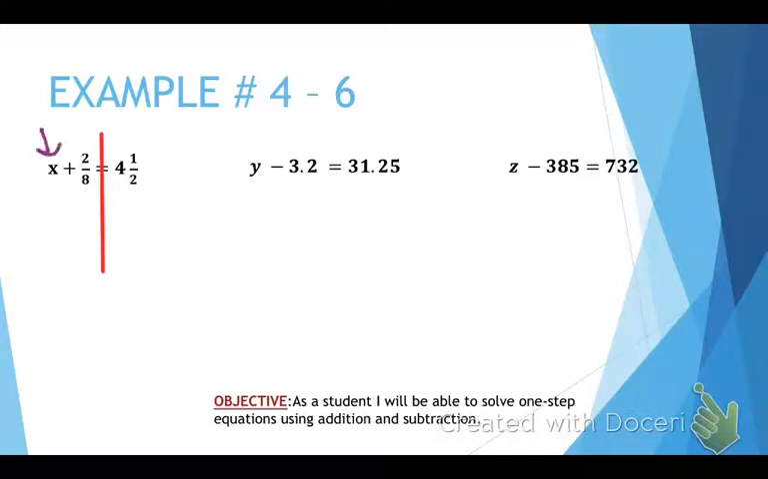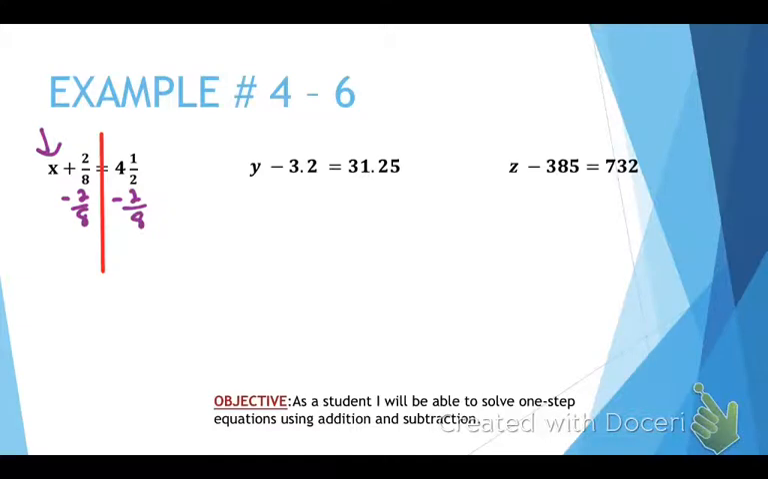Find the variable. Okay, you notice plus 2/8 is attached to it. So what's the opposite of adding 2/8? Subtracting 2/8. So we need to go ahead and do that. We're going to subtract 2/8 from both sides. Now, this is where it gets difficult.